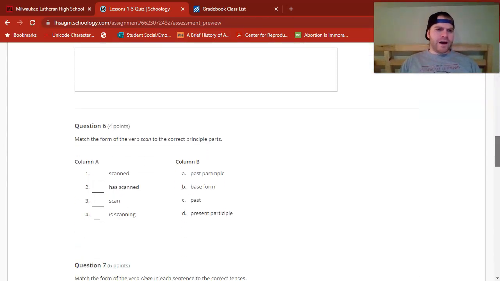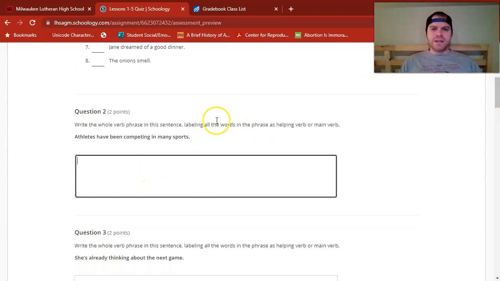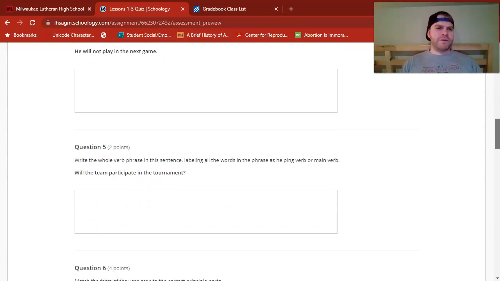2, 3, 4, and 5 all kind of work the same way. They will ask you to write the whole verb phrase in the sentence. Label each word in the phrase as a helping verb or a main verb. So for instance, for these, you may want to put like helping verbs on one line. So for athletes have been competing, I might do have, comma, been as helping verbs. And then I might do competing as a main verb. Once again, you'll want to do something similar for 2, 3, 4, and 5.